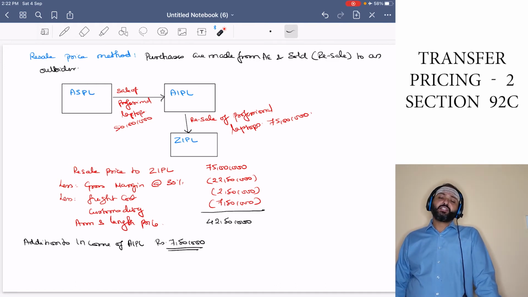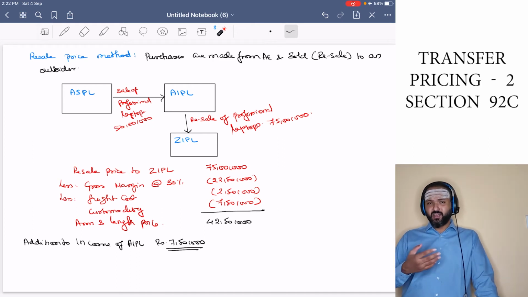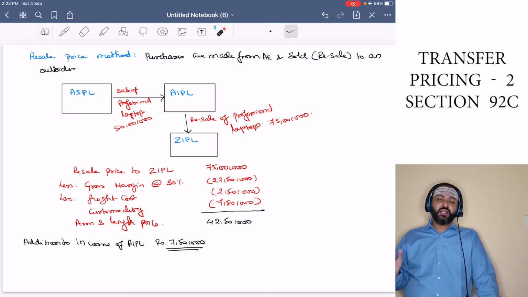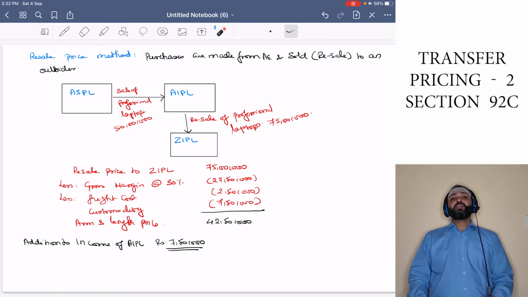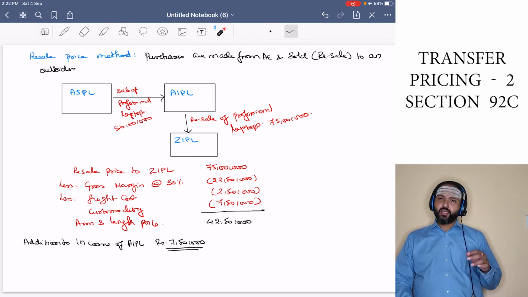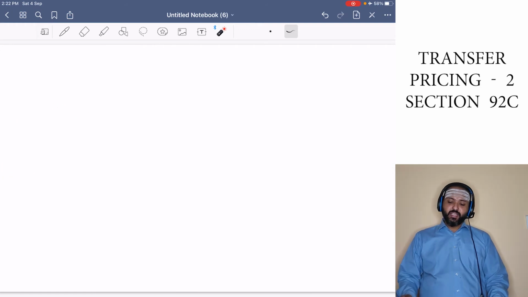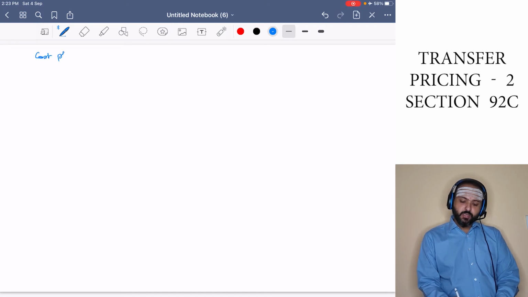Now, I will then adjust for whatever adjustments are to arise. For example, just like the CUP method, here there might be purchase related expenses specific to purchases from abroad. Those we will adjust and arrive at the arm's length price. The difference between the arm's length price and the transaction price will be the adjustment that needs to be made to income. Okay, so this is with respect to the second method, namely the resale price method. Now, let us go to the third method, cost plus method.